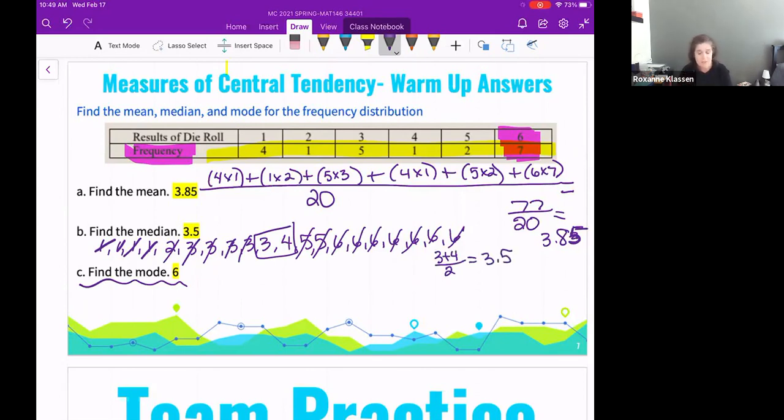There is another strategy that you can use. Think of, okay, I know I have an even number of data points because I have 20 total.